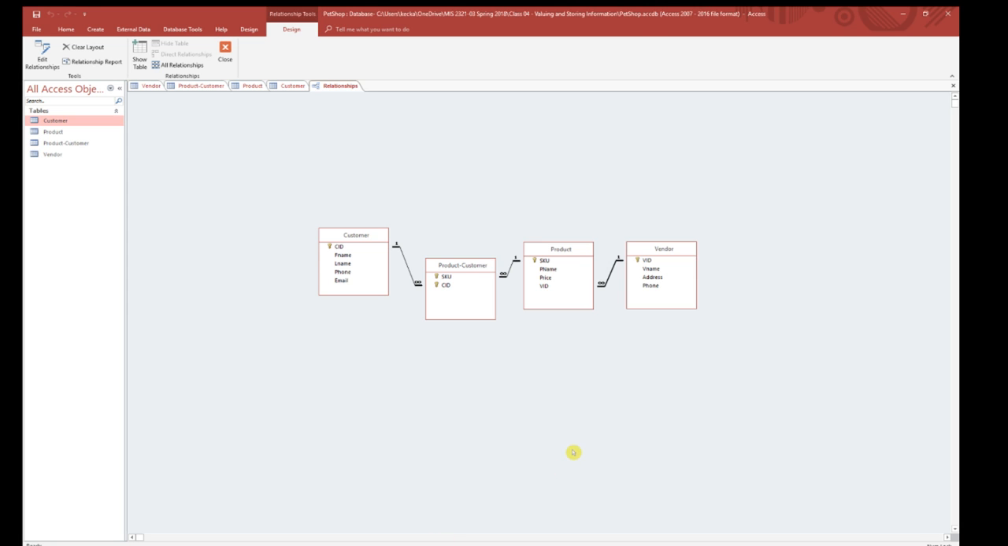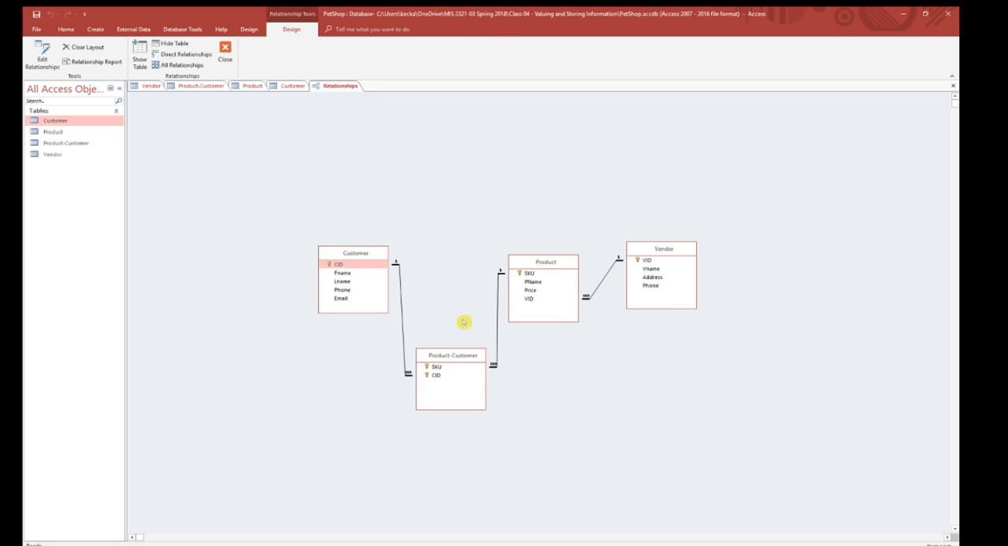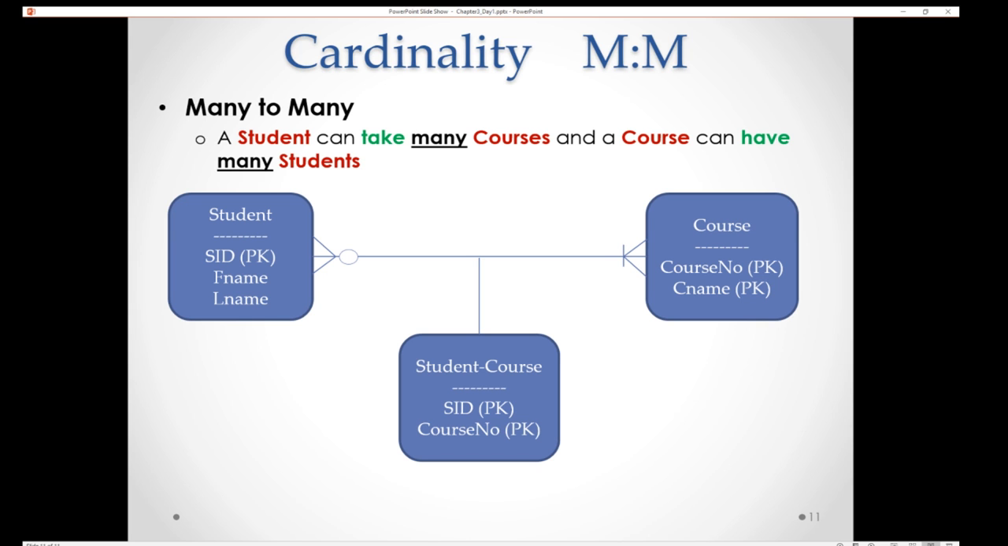If we look back at the example in Microsoft Access, we can see here that what we have is a many-to-many relationship between customer and product. How is this represented? You can see that we have an additional table that's come off called product customer. We could have also called it customer product. This new table has what is referred to as a composite primary key of both the customer ID and the product ID. Here's the corresponding result for a many-to-many relationship between student and course.